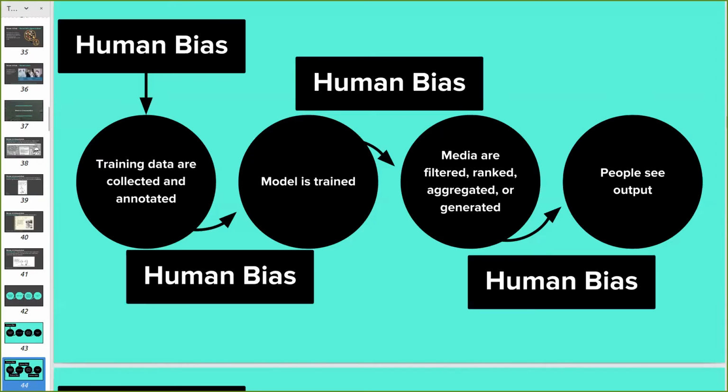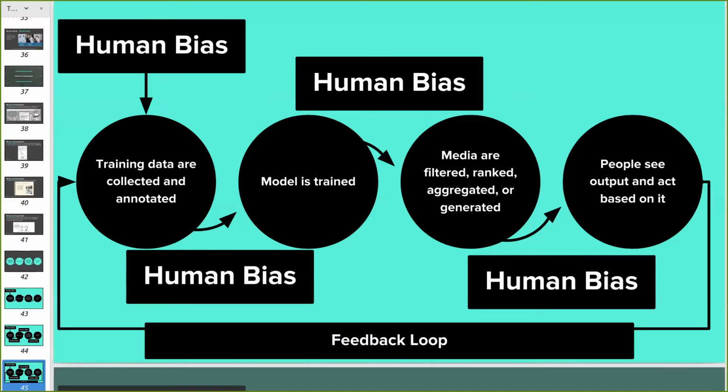We can also have bias in other phases as well, like at the time of model training. Even at the time of aggregation, there could be bias. And finally, when we see the output, there could be bias. So bias is not just about the way we collect the data, it can exist in the other phases as well.